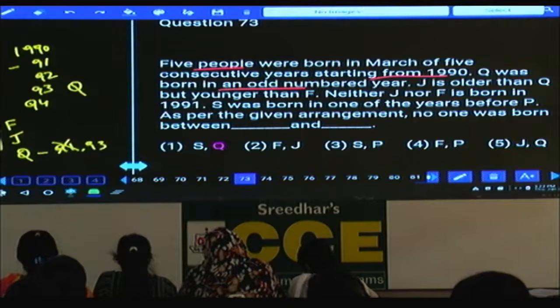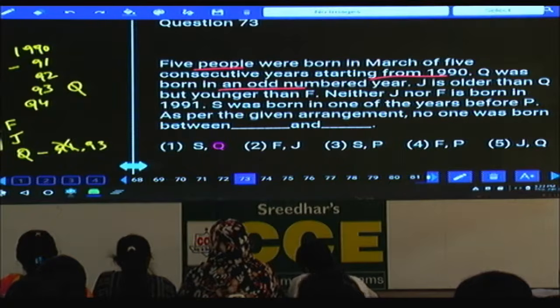Next one, J is older than Q, but younger than F. Neither J nor F is born in 91.